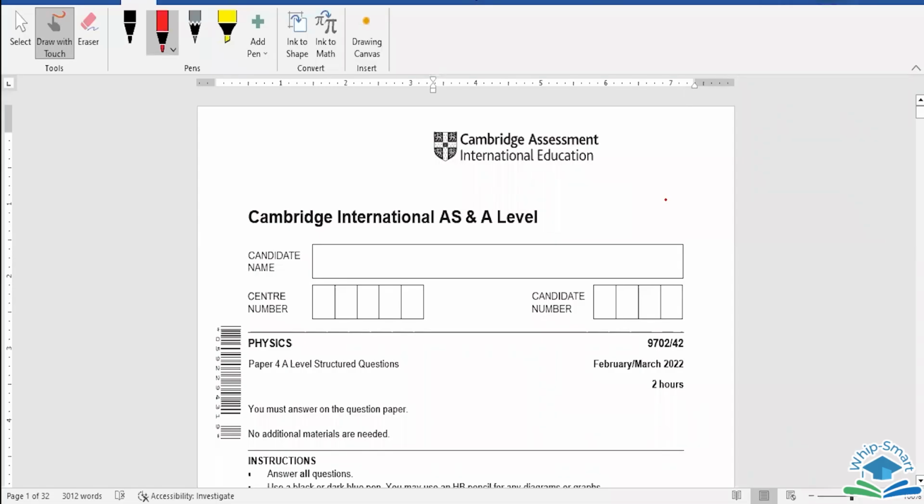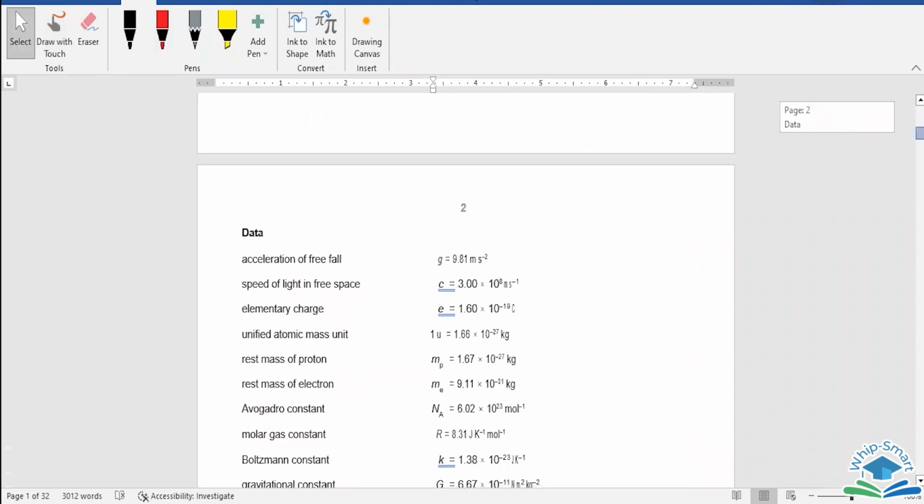Hello everyone, today we will solve physics Cambridge paper dated February-March 2022. Moving on to question number 1.